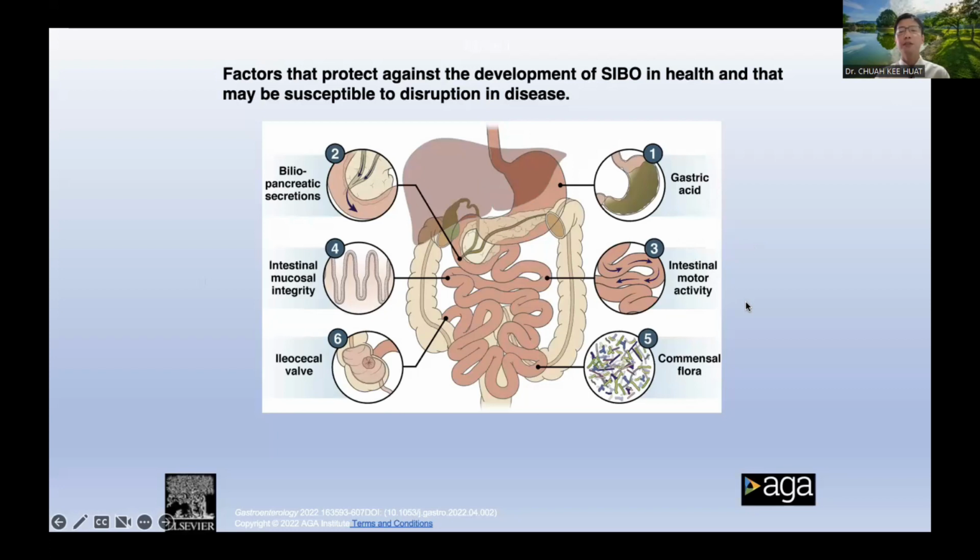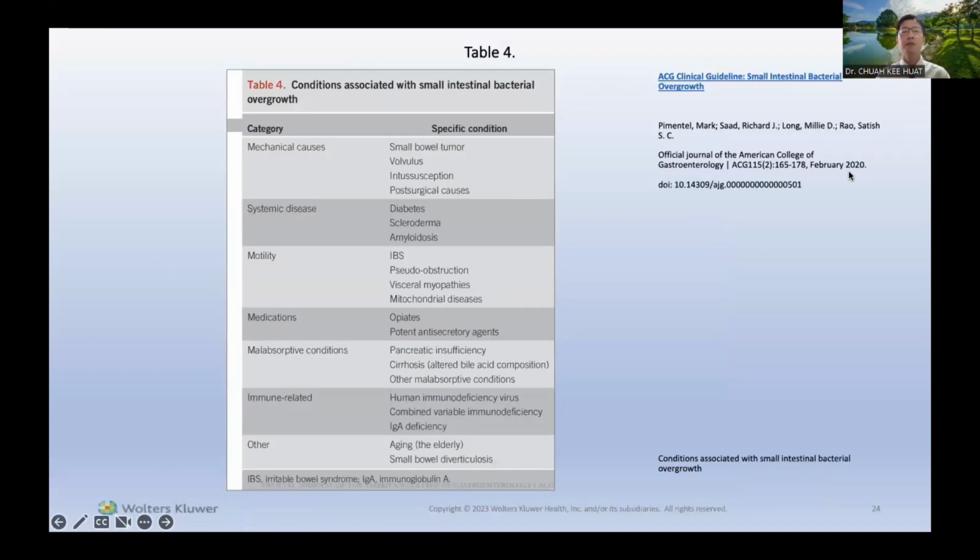Intestinal motor activity prevents the stagnation of bacteria and so prevents their growth. Intestinal mucosal integrity provides immunoglobulin to kill the bacteria. Commensal flora form a competition to the invasive bacteria for survival. Then the ileocecal valve protects our colonic microbiome from backflow into the small intestine.